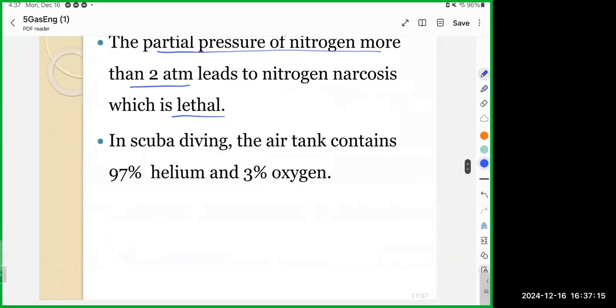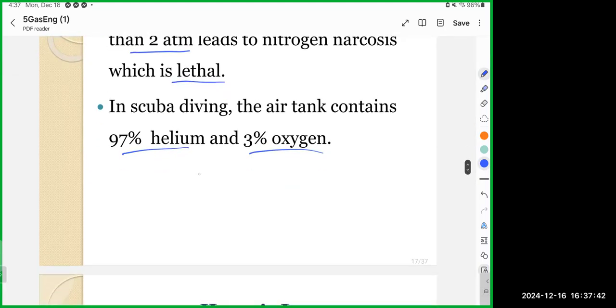So in some cases in scuba diving, they try to avoid this by containing only helium and oxygen in the tank to avoid the higher amount of nitrogen at really low levels under the surface of the water. So to fix this, get rid of nitrogen.